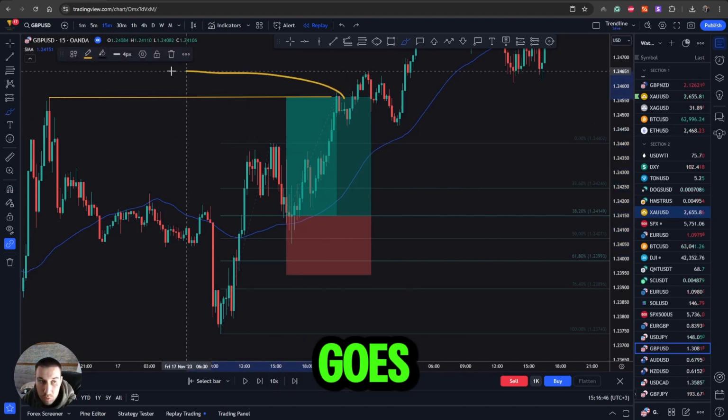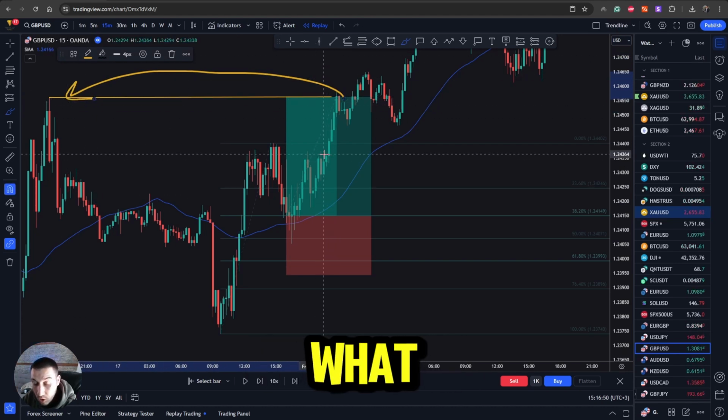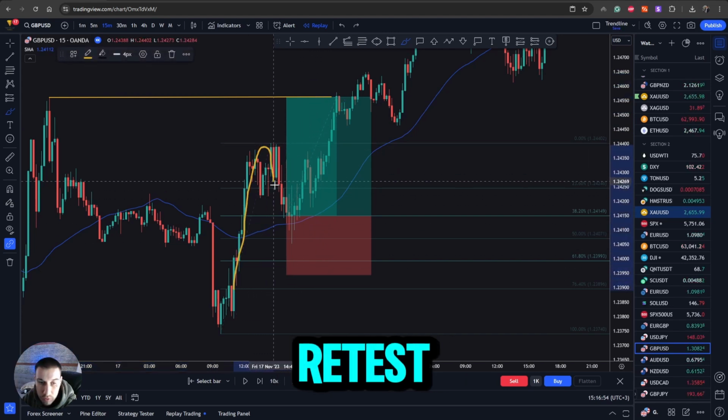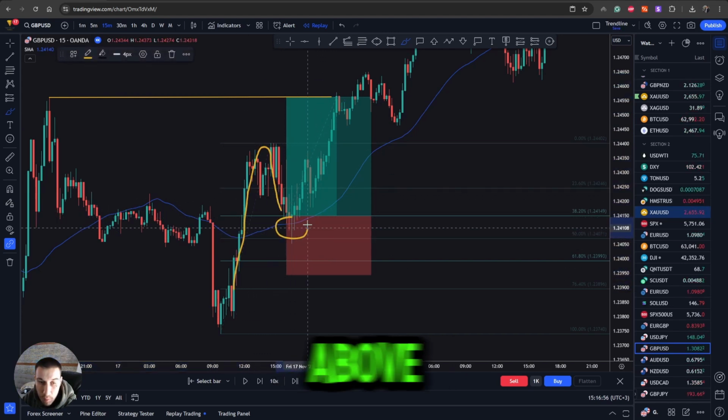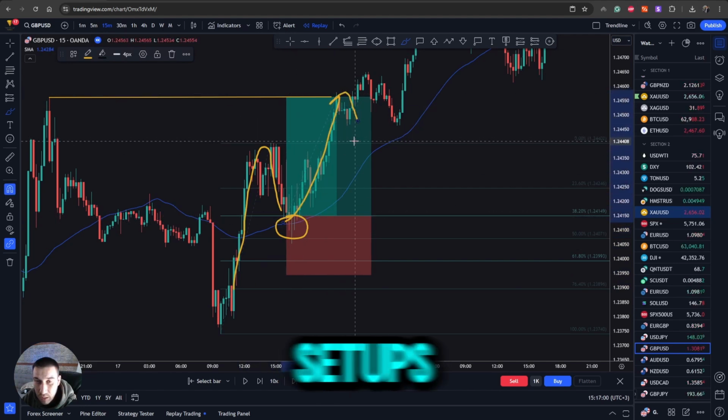Take profit goes at previous structure, or it can go even higher depending on what kind of price action you're working with. So as you can see, we've got a perfect retest of that 50 EMA from above, and then price pushed back to the upside. These are the kind of setups you're looking for.